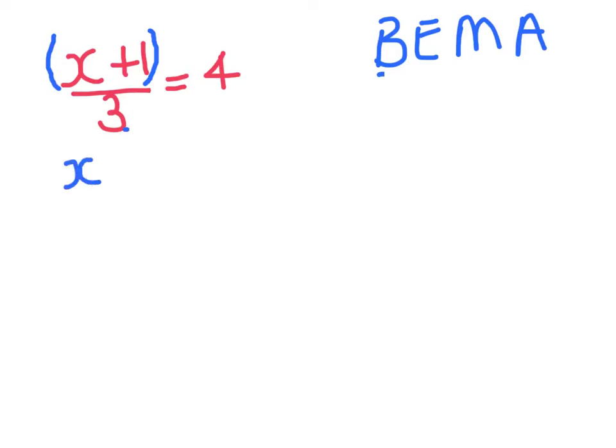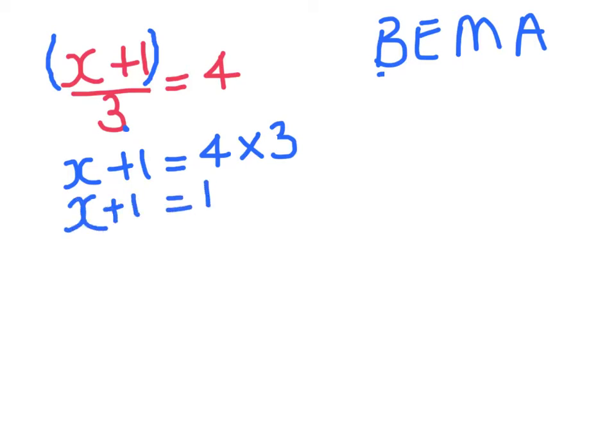So x plus 1, change the side, change the operation, so 4 times 3. All we've done there is change the side, change the operation, and it's become times. You don't need to have this row, but some of you might like to see it. x plus 1 equals 12. Next, I'm going to get rid of this minus 1, change the side, change the operation. So x equals 12 minus 1, x equals 11.